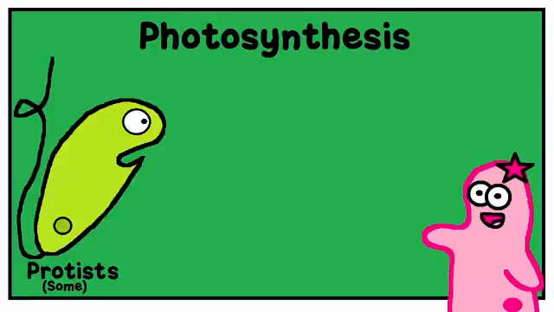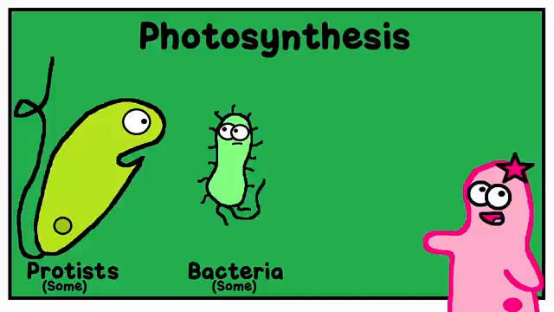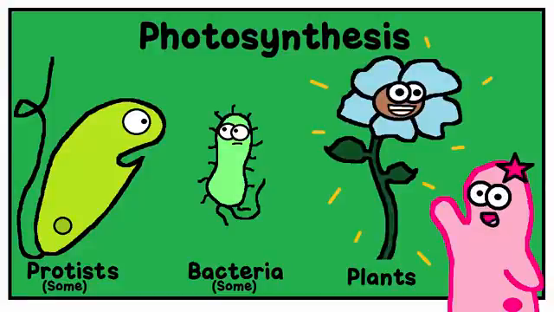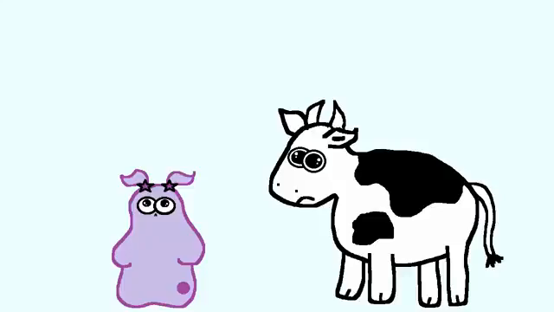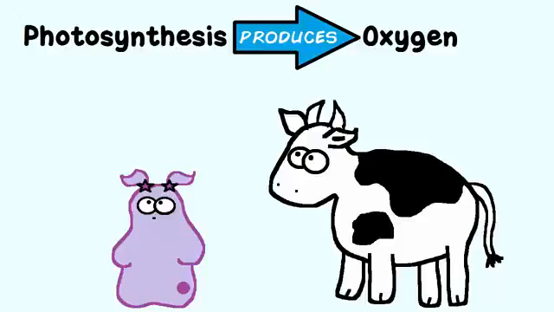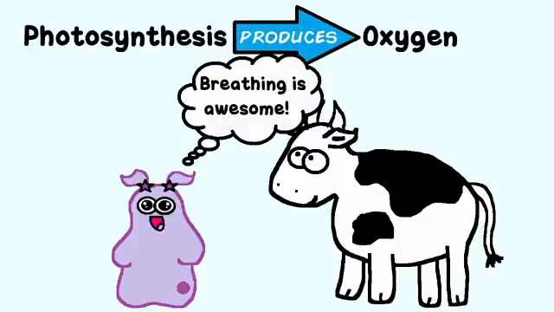Some types of protists can do photosynthesis. Some types of bacteria can. And of course, plants can. Plants will be our focus for this video clip. Animals and amoebas just sort of missed out on this ability. But we do benefit from it greatly, as this process also produces oxygen, the very gas that we need in order to breathe. So this process is important for us to understand.